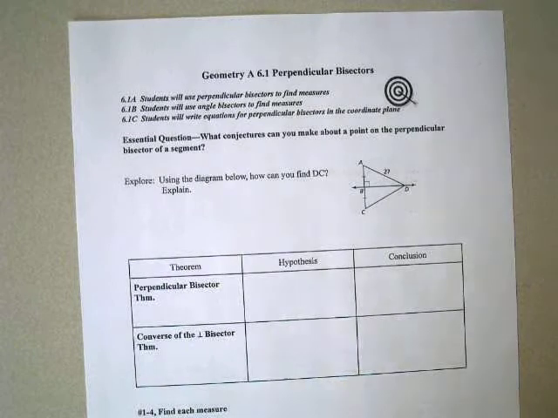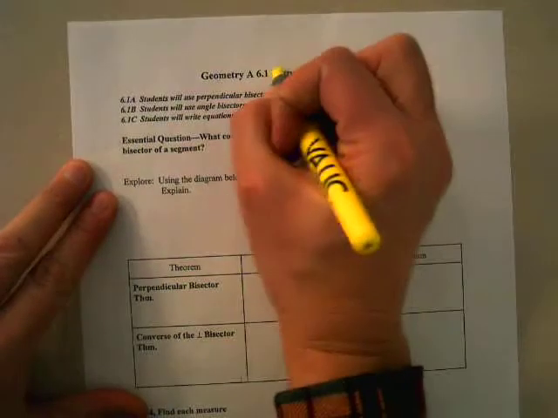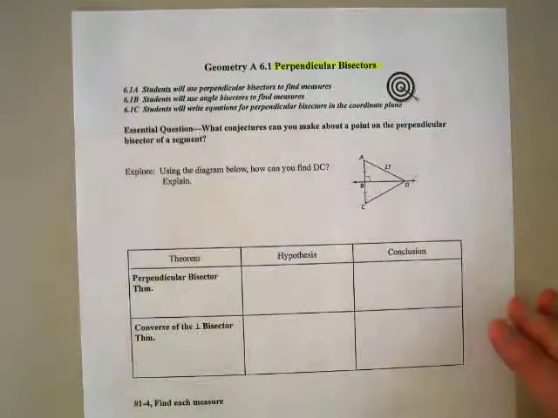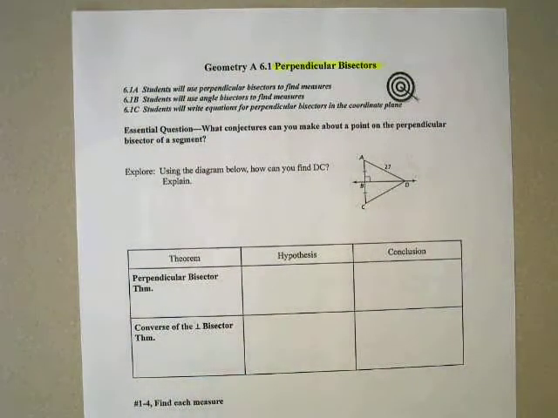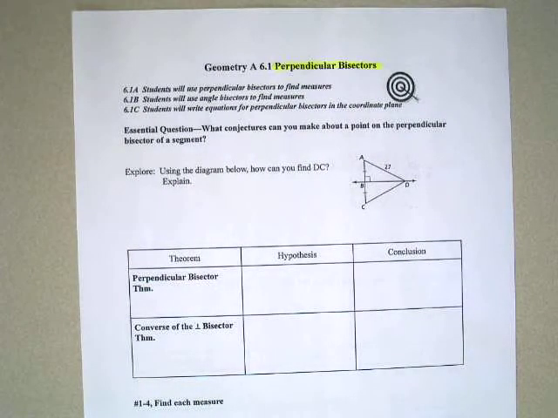All right, so in 6-1, we're talking a lot about perpendicular bisectors, which you've already done before. So there's one section on this note page that you already know how to do, but we can still review it just to make sure.